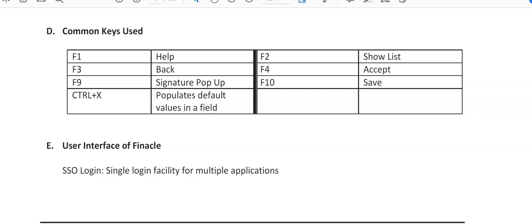So there is F1, F2, F3, F4, F9, F10, Control X. These are the keys you may remember, but in the actual system we have various icons available in the Finacle system. You just click with the mouse, your signature will populate. Or you want to go back, drop down, show list F2, you click on the drop down with the mouse, you'll have all the various lists from which you can select for making those transactions.